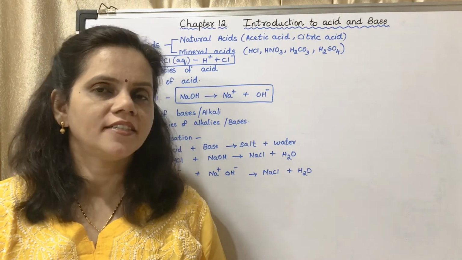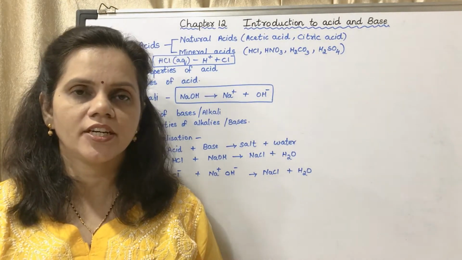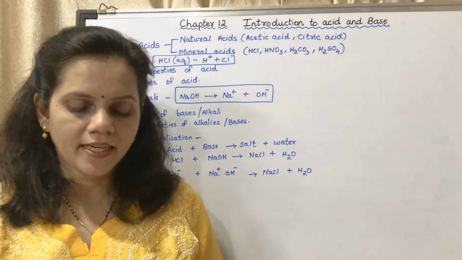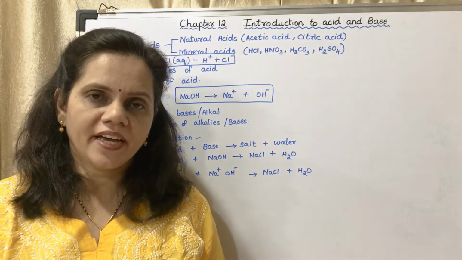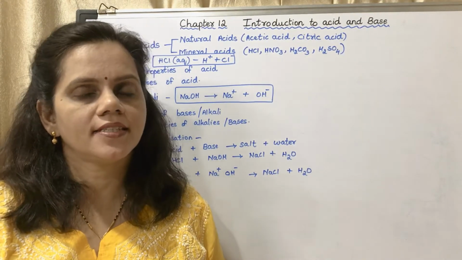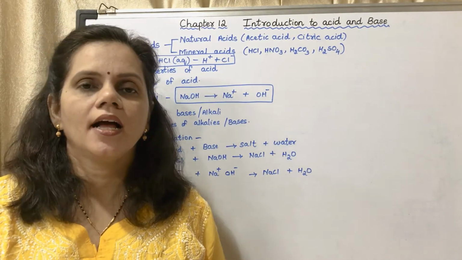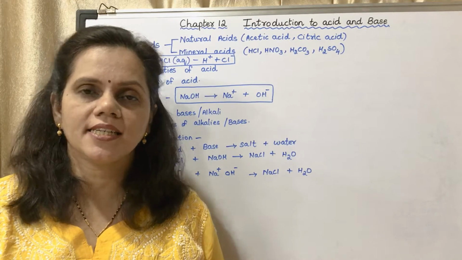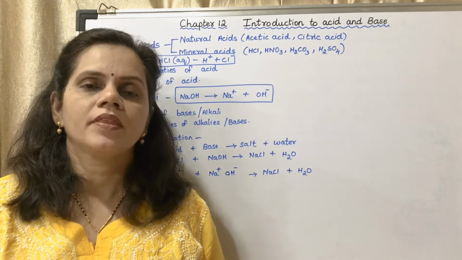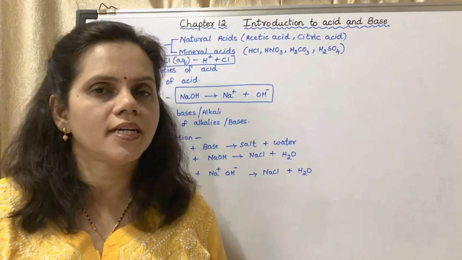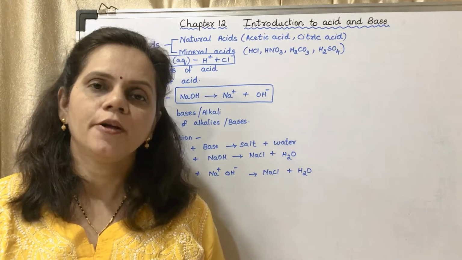So yesterday we started with chapter 12, that is introduction to acids and bases, page number 85. Yesterday, in the other lecture, we studied about indicators and the different colors of indicators in acidic and basic conditions. Today we will be studying the properties and uses of acids and bases.